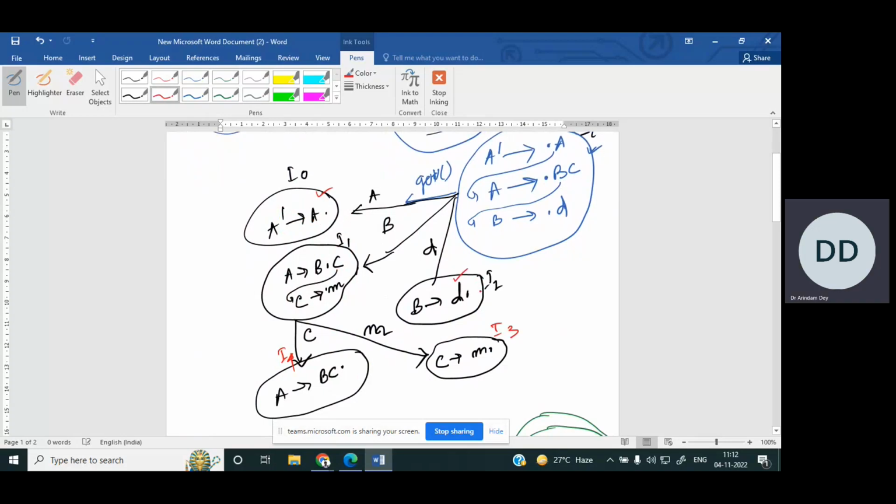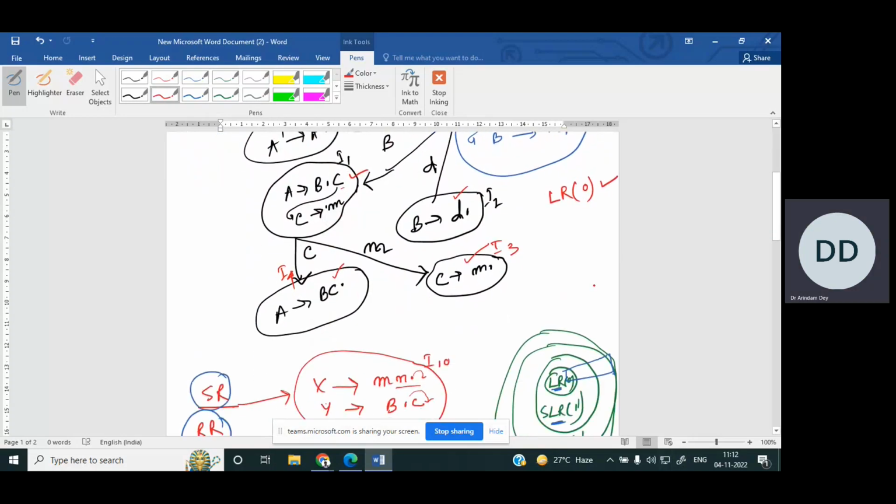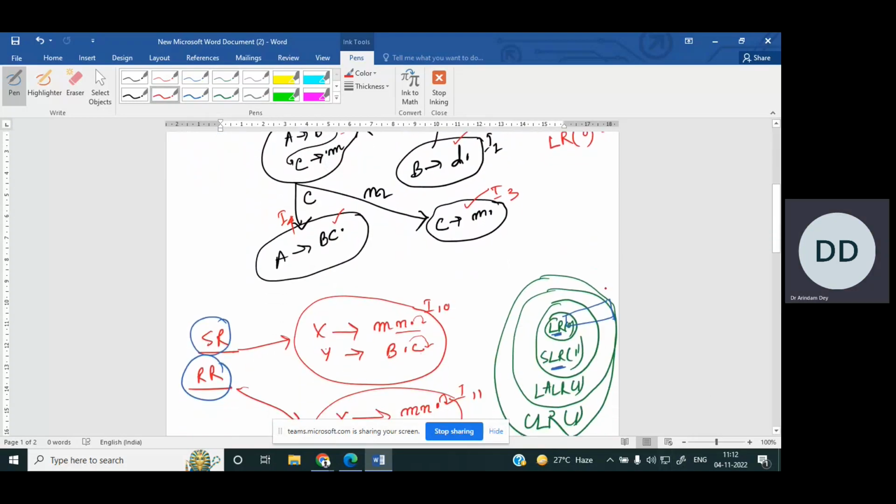For I2, it is also fine. For I3, it is also fine. For I4, it is also fine. For I1, it is shifting. And here also, it is shifting. So shift, no problem. So this state also is fine. So that means I can tell that the grammar is LR0. And if the grammar is LR0, then definitely I can tell the grammar is by default SLR1, LALR, and CLR.